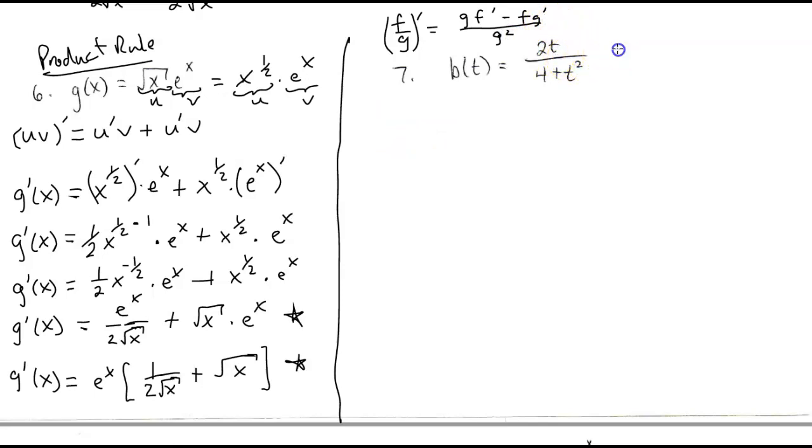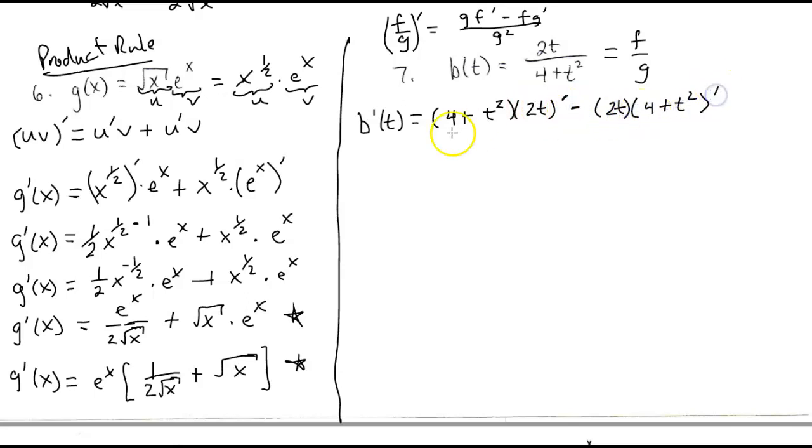And so if that's the case here, just know that 2t is going to be your high function, and 4 plus t squared is going to be your low function. So if I'm taking the derivative of this function here, then my low function is 4 plus t squared times derivative of the high function minus high function times derivative of the low function. And then I'm going to take all of that and do the low function squared.